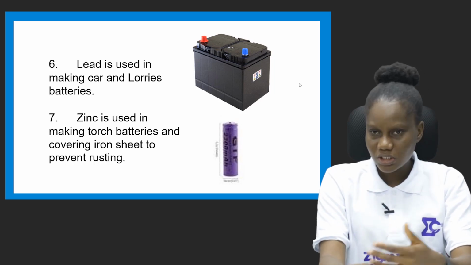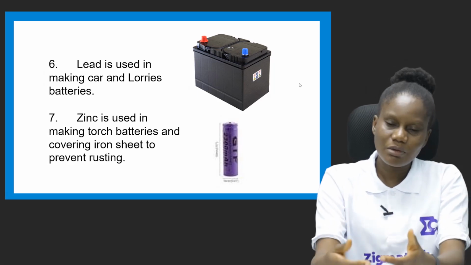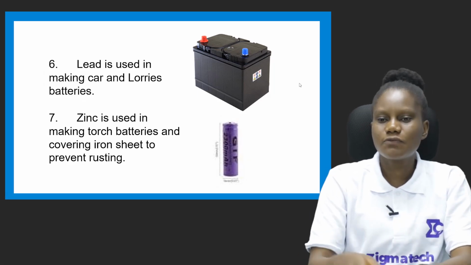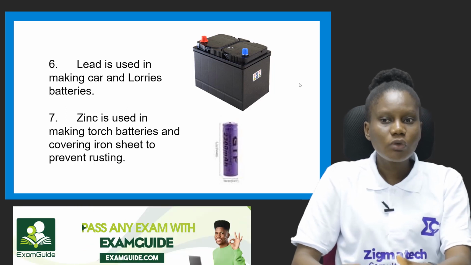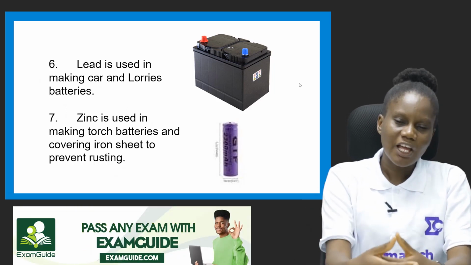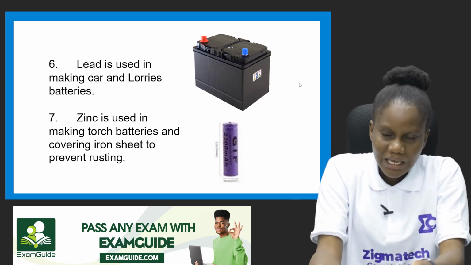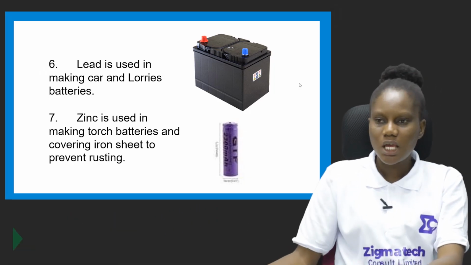That is coating a metal with another metal. You are coating a metal with zinc to prevent it from rusting, because rusting also is one of the properties of metals. Metals rust, so you can coat it with another metal to prevent rusting. And one of the metals you can use to coat another metal to prevent rusting is zinc.